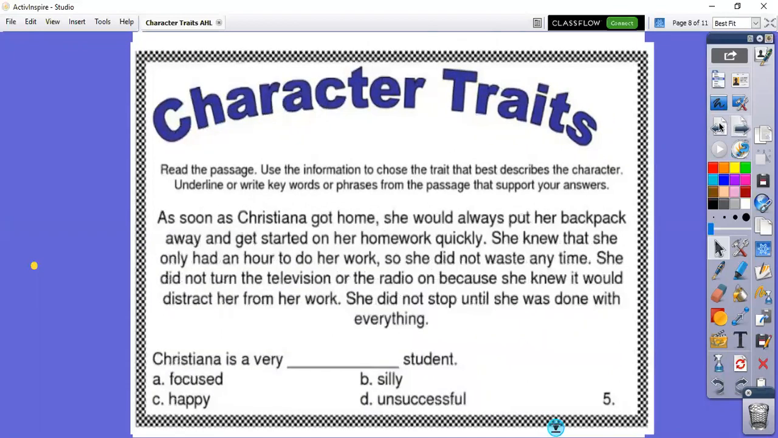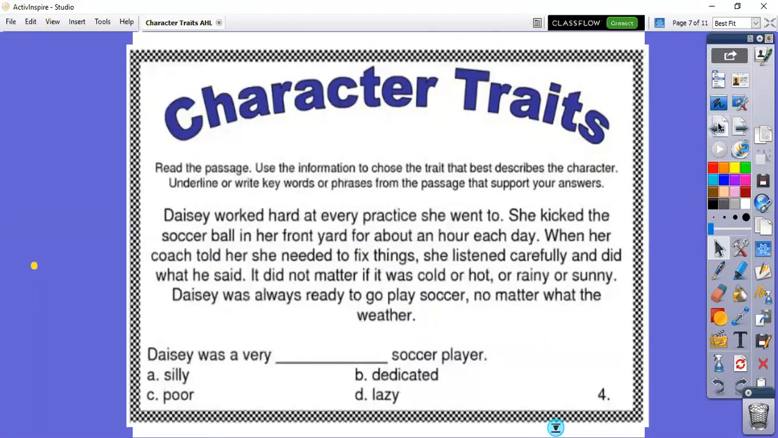Number 4. Daisy worked hard at every practice she went to. She kicked the soccer ball in her front yard for about an hour each day. When her coach told her that she needed to fix things, she listened carefully and did what he said. It did not matter if it was cold or hot or rainy or sunny. Daisy was always ready to play soccer, no matter what the weather. So Daisy was a very blank soccer player. A, silly. B, dedicated. C, poor. Or D, lazy.